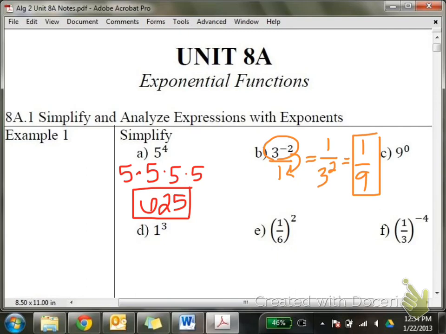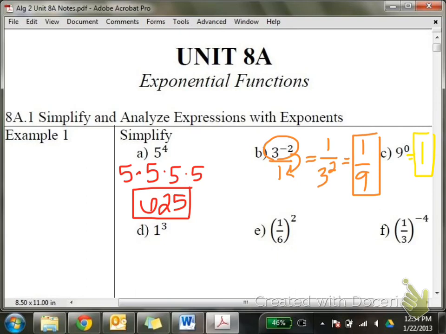Okay, part C, 9 to the power of 0. We had a rule for anything with a power of 0. What was it? To the power of 1 equals itself because you're multiplying it only one time. But if I have the power of 0, that means that 9 doesn't show up at all. So it's going to be 1. Anything with a power of 0 is always equal to 1.